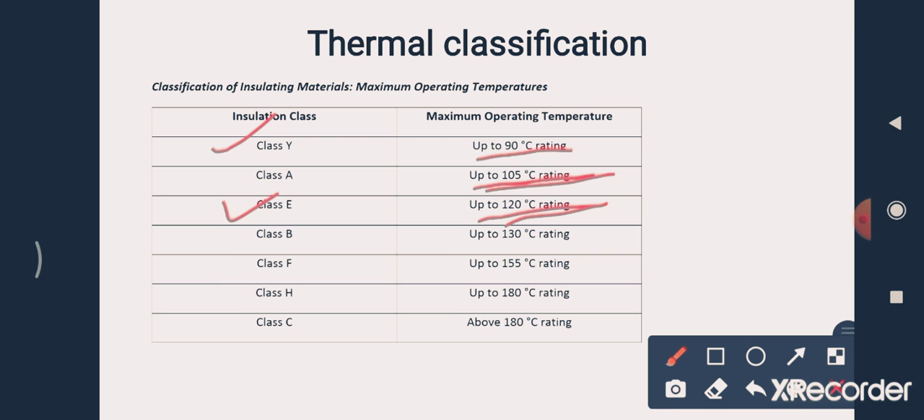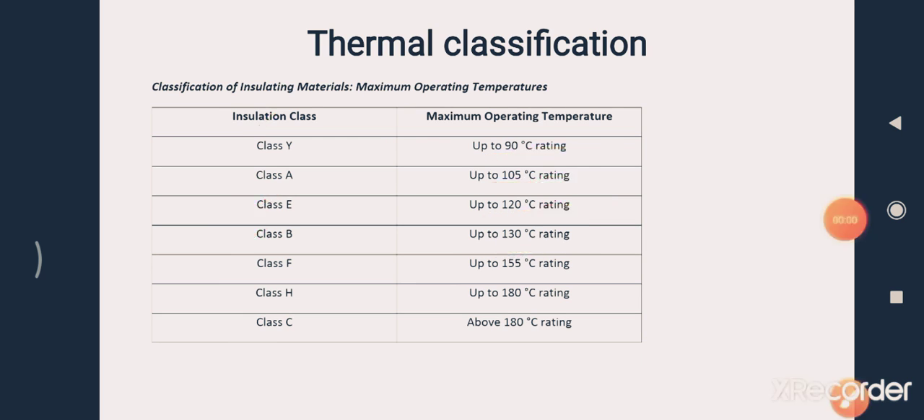Next insulating material is Class B. Class B insulation consists of materials or combinations of materials such as mica, glass fiber, asbestos, etc. with suitable bonding, impregnating or coating substance. Class B insulation withstands up to 130 degrees Celsius.